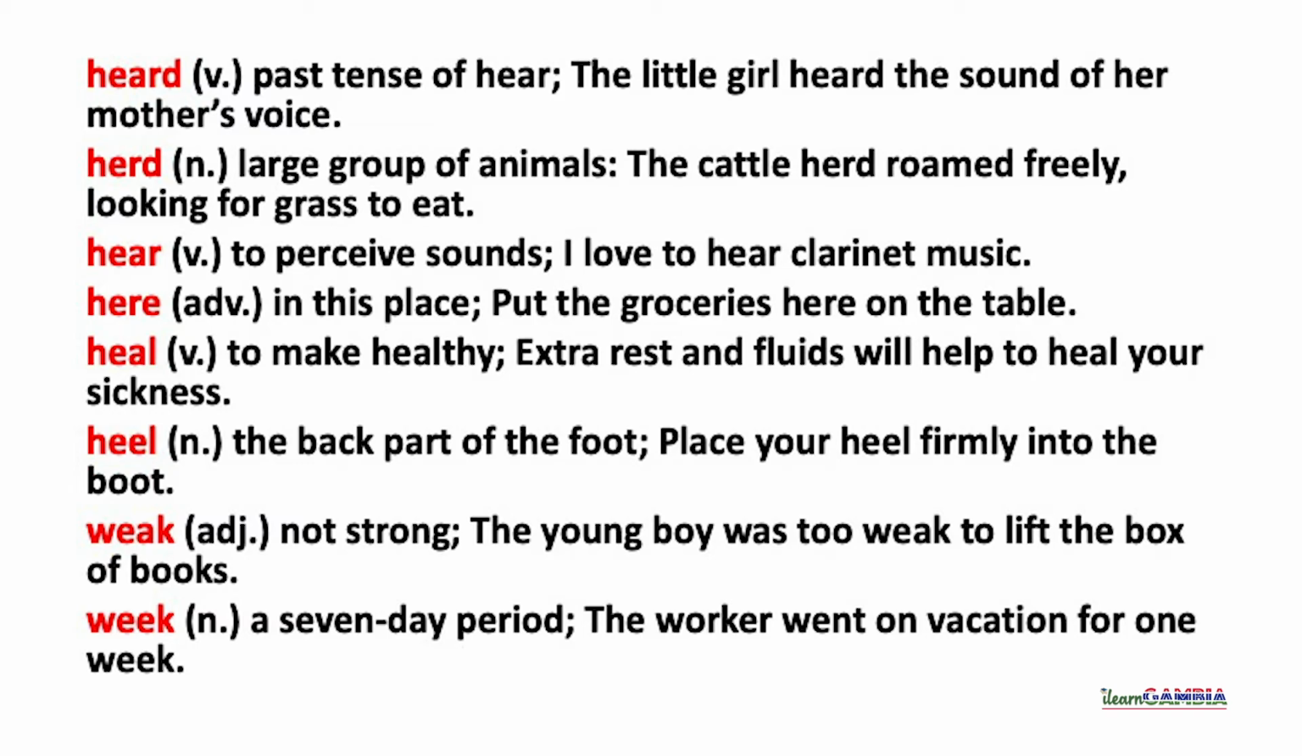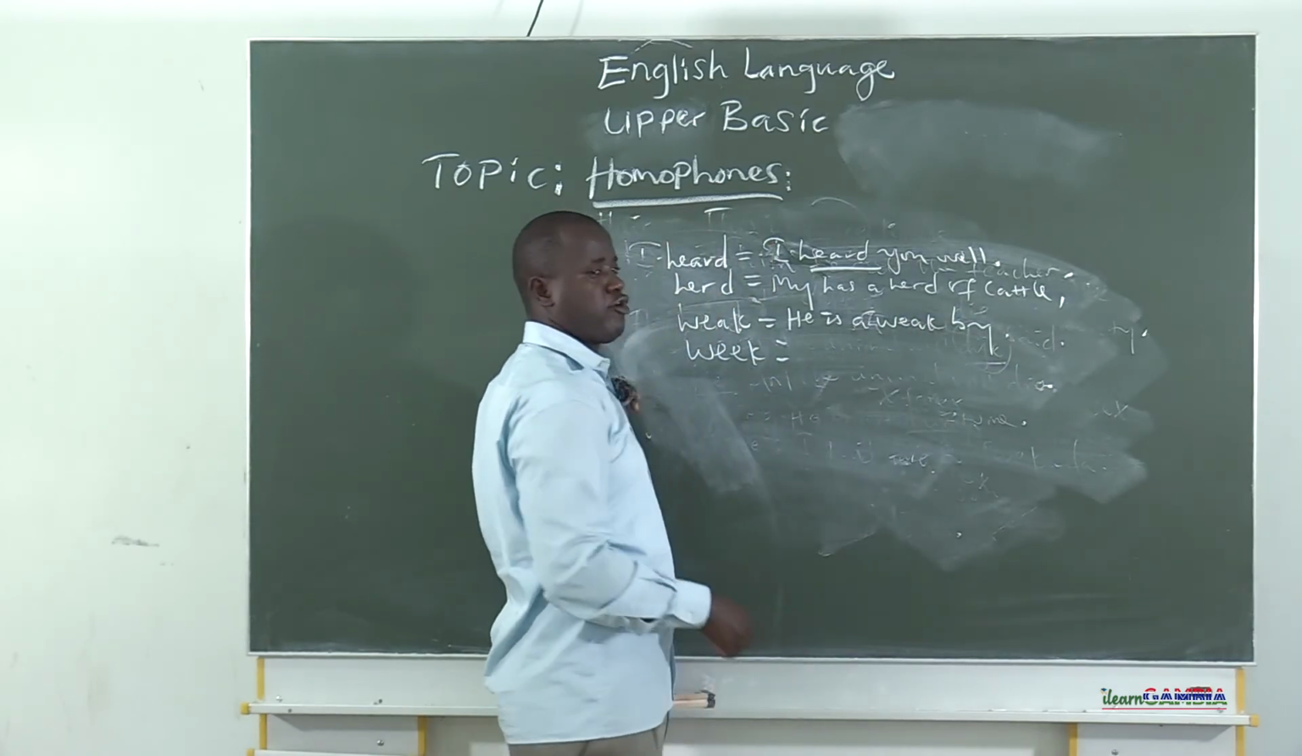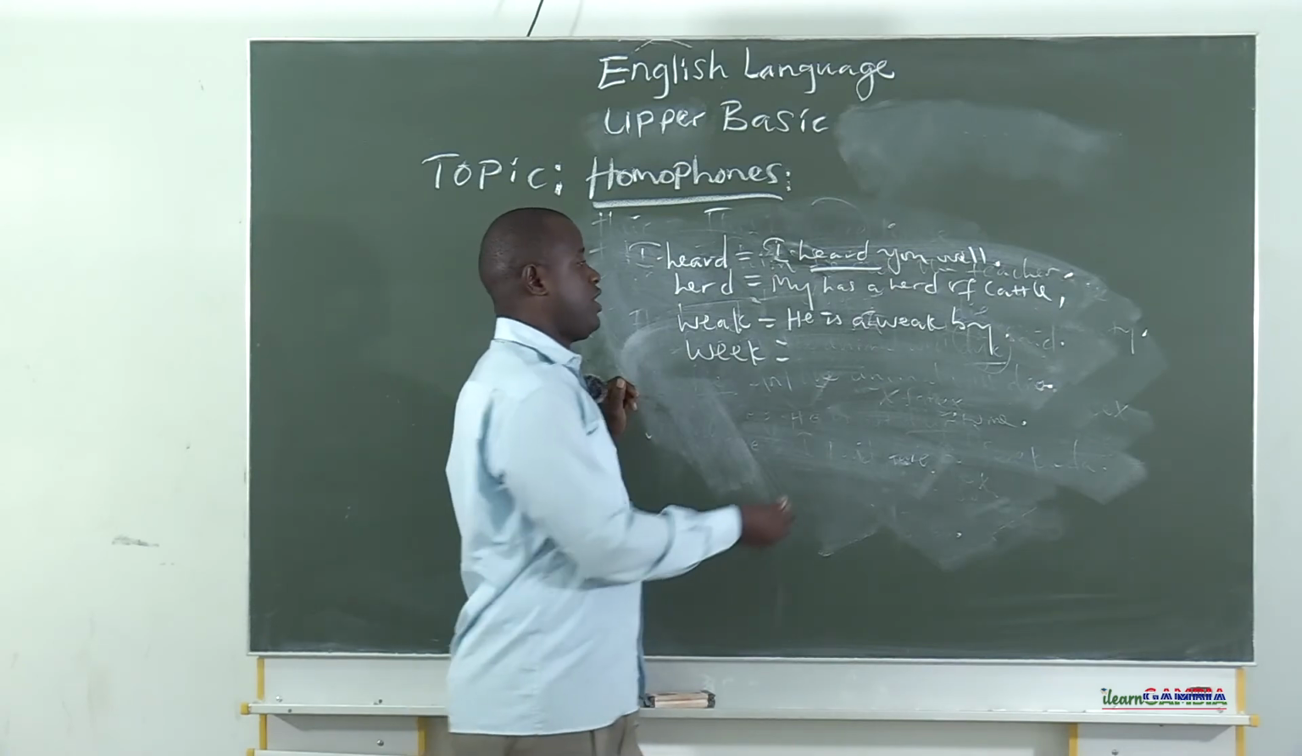We have another one here: here, heel, heel, weak, and week. Now let's put emphasis on this one also. Weak and week. They mean differently. This one is an adjective, and this other one is a noun. So we look at this. He said, "He is a weak boy," meaning not strong. So it's an adjective.